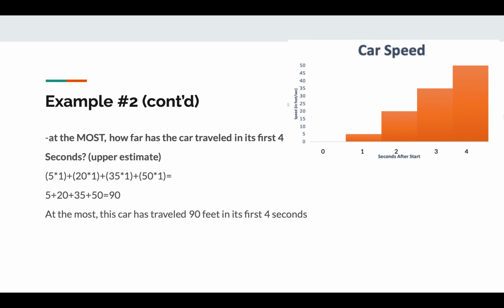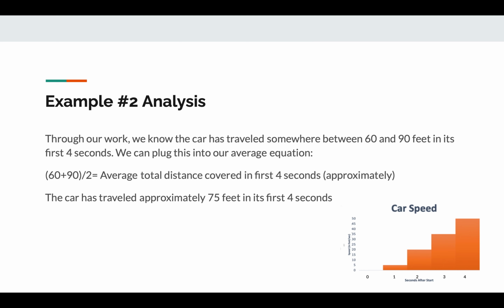Now, example 2 continued. Once again, we're going to try and find at the most how far the car has traveled in its first 4 seconds. That means we're going to add this 4, looks like 50, and drop this 0, 0. Once again, the change in t has not changed. 4 minus 3 is 1, 3 minus 2 is 1, 2 minus 1 is 1. So 5 times 1 plus 20 times 1 plus 35 times 1 plus 50 times 1. That equals 5 plus 20 plus 35 plus 50, which equals 90. So at the most, this car has traveled 90 feet in its first 4 seconds.